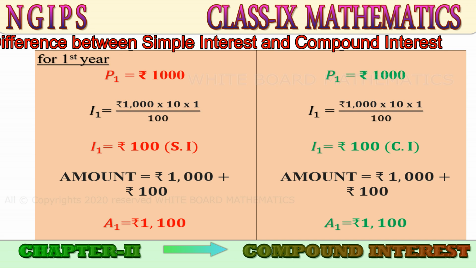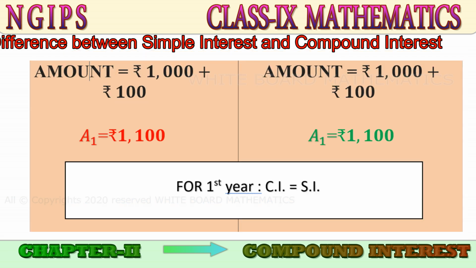Now we will come to the next column, compound interest. P is equal to 1,000 rupees. Same, we are going to use the formula for compound interest: I is equal to P into R into T divided by 100. It means 1,000 into 10 into 1 divided by 100. We will get compound interest as 100. Amount is equal to 1,000 plus 100 is equal to 1,100.